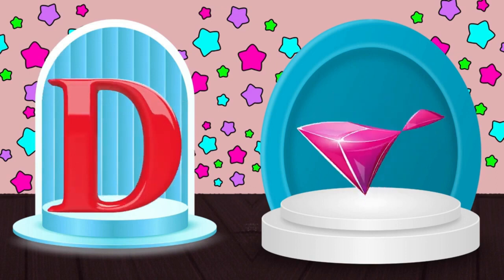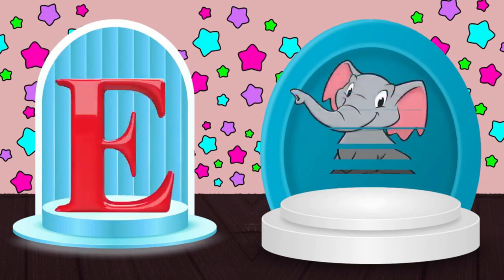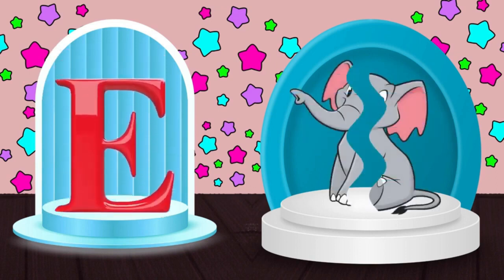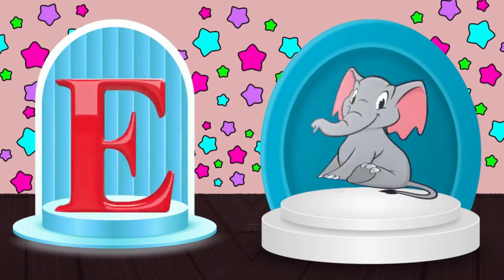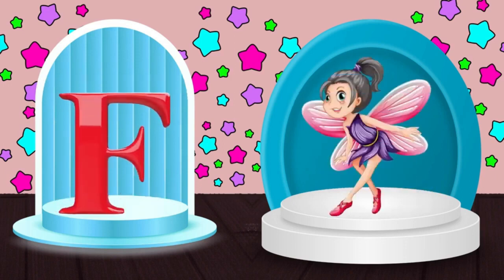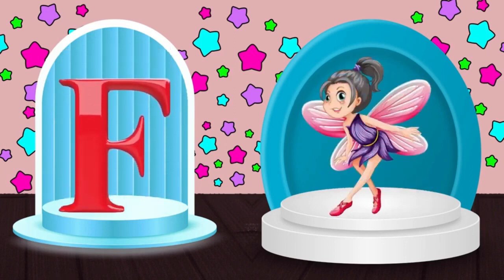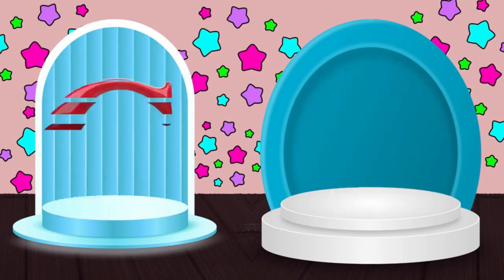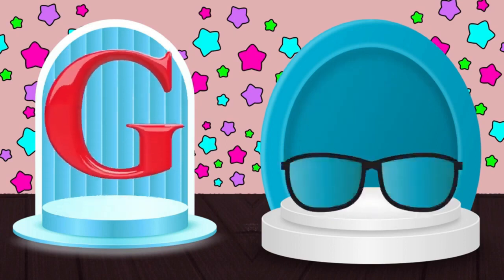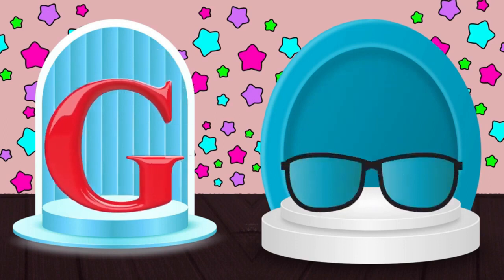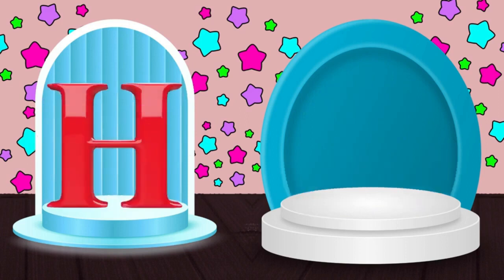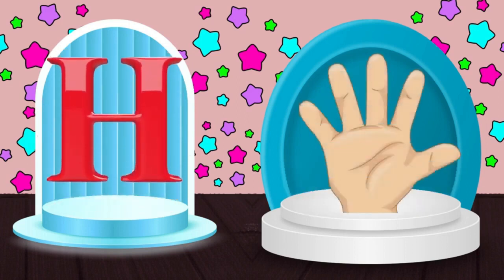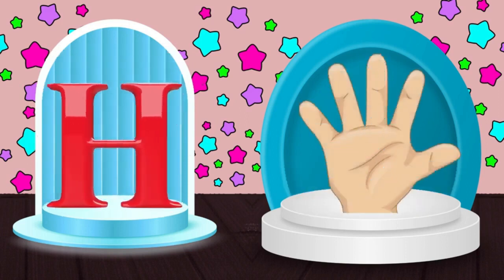E is for elephant. F is for fairy. G is for glasses. H is for hand.